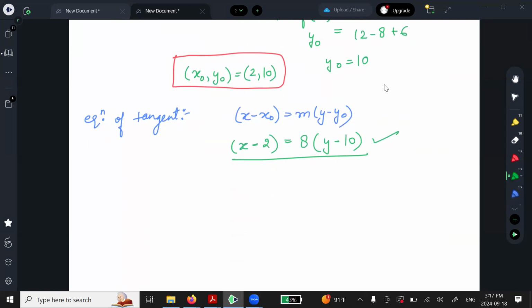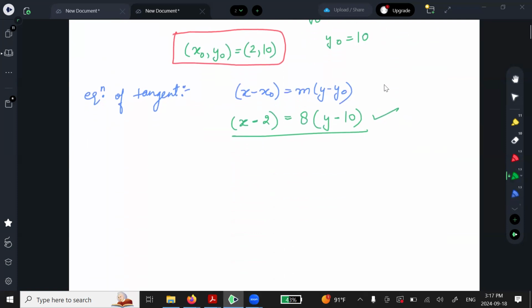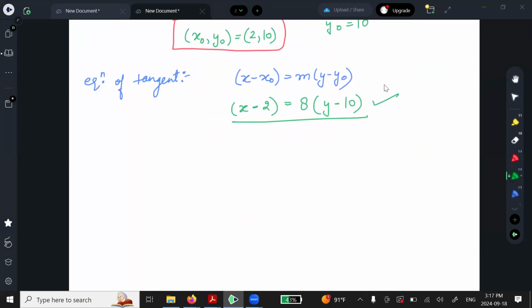Can you do it on the quiz? On the exam? Okay, good. Average velocity and instantaneous velocity now. That's the topic I'm on.